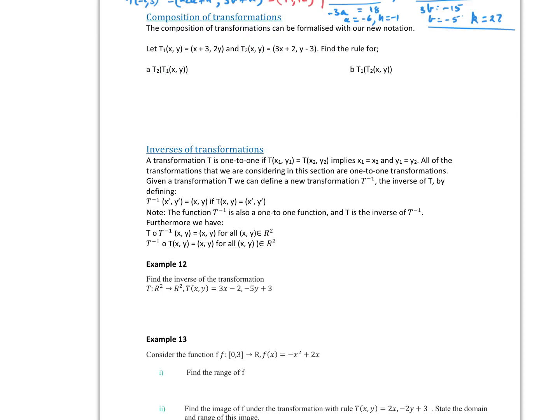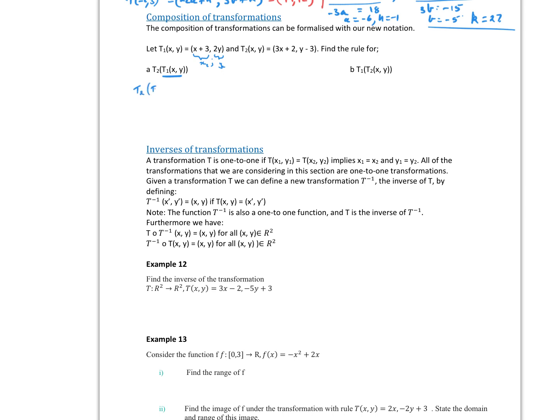Okay, so we've got a composition of transformations, and really we've spoken about compositions of functions, where we substitute a function into a function. Well, we're just going to substitute a transformation into a transformation. So here, I'm going to substitute the T1 transformation into T2. So don't forget that, if I look at T1, this whole thing is the X. This whole thing here is the Y. I'll put X2, Y2 because that's what I'm substituting into.